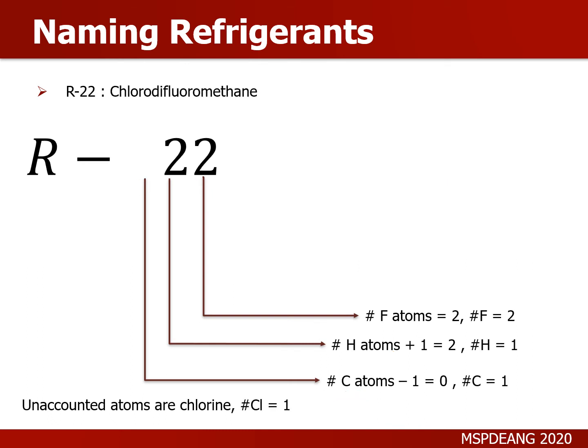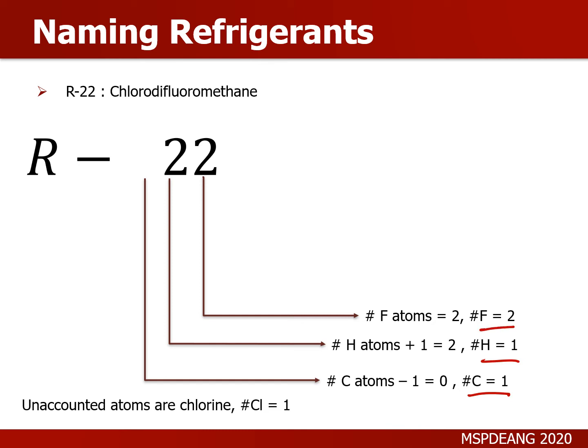Okay, so for R-22 naman, since wala yung first digit natin, so pag 3 digits, yung first digit lagi ay number of carbon atoms. Pero pag 2 digits lang, ibig sabihin nun, meron lang tayong halogenated methane. Okay? Kasi diba, C atoms minus 1, 0. So number of C is 1. So methane. Tapos number of hydrogen atoms, okay, 2 minus 1 is equal to 1. So 1 hydrogen lang. Number of fluorine atoms is 2.